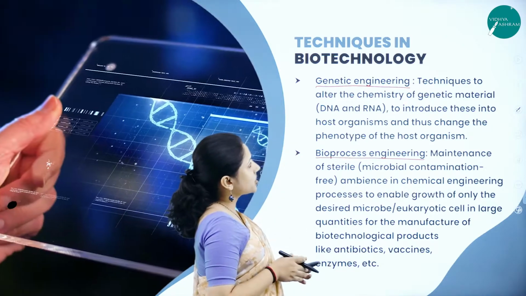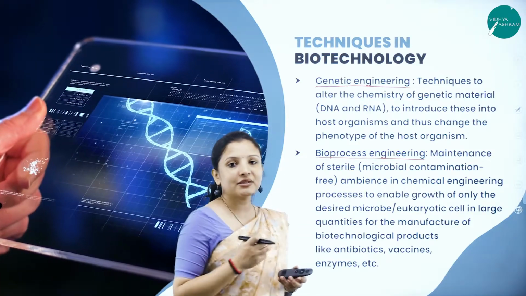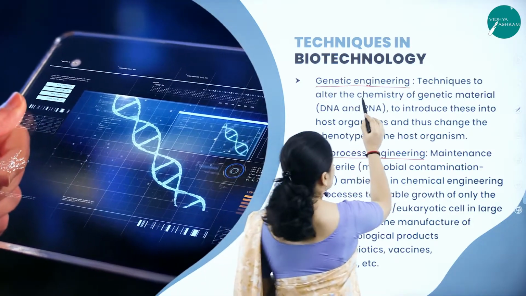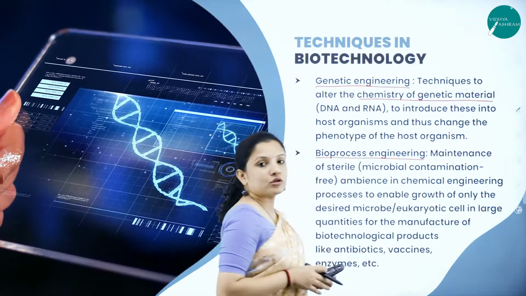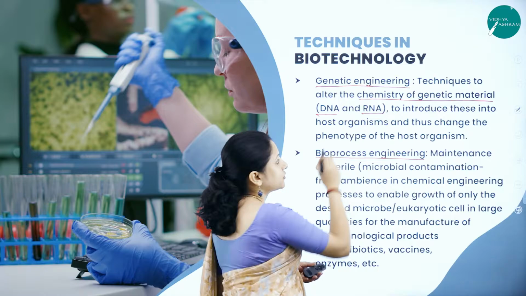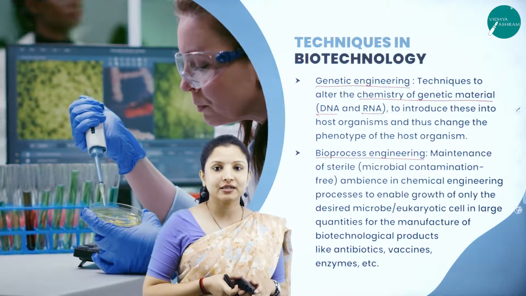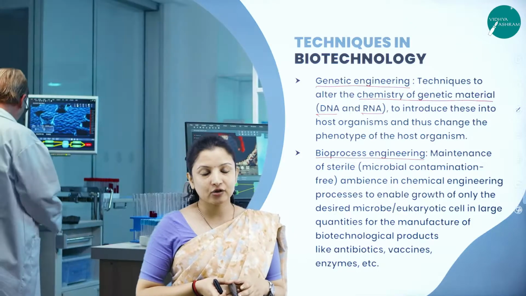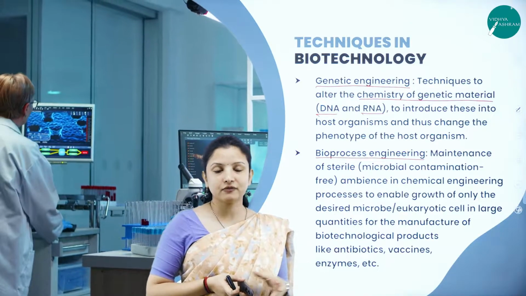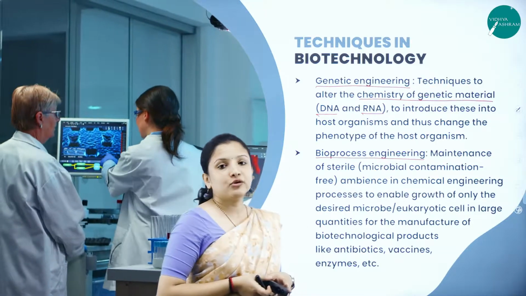Genetic engineering refers to the techniques to alter the chemistry of the genetic material. What are the genetic materials? Both DNA, that is deoxyribose nucleic acid, and ribose nucleic acid are the genetic material, right? Deoxyribose nucleic acid in the case of eukaryotes and ribose nucleic acid in the case of viruses, some bacteria and all that. So here, why do they alter?